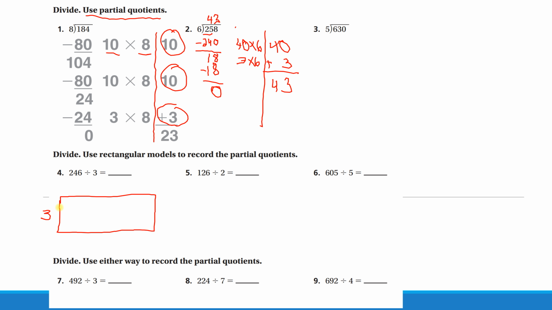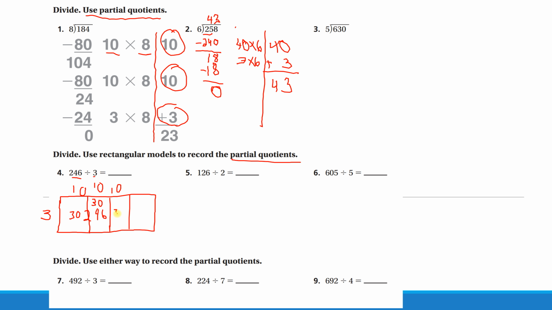Okay, so if we're using the rectangular model, my divisor goes over here. My number inside, I know it's going to add up to 246 total. Okay. But then I can break this apart. I can say, okay, what would 10 threes look like? Okay, that would be 30. Another 10 threes, that would be another 30. And I can keep going until I get up to 246 and see how many. So this would be how I would show, using a rectangular model, my partial quotients.